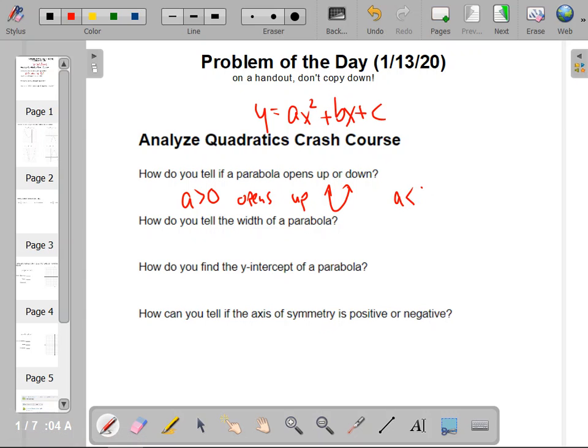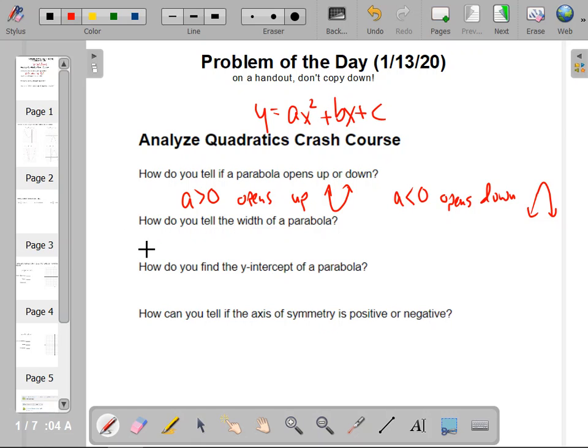Or if a is less than 0, then it opens down. So opening down means the parabola will be upside down like that. It opens up if it's positive, it opens down if it's negative. How do you tell the width? So you ignore the negatives, okay? The width does not matter as far as if it opens up or down.